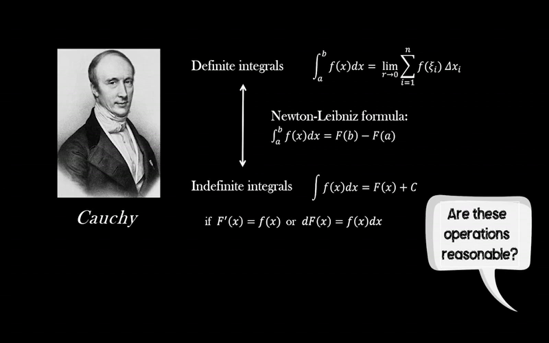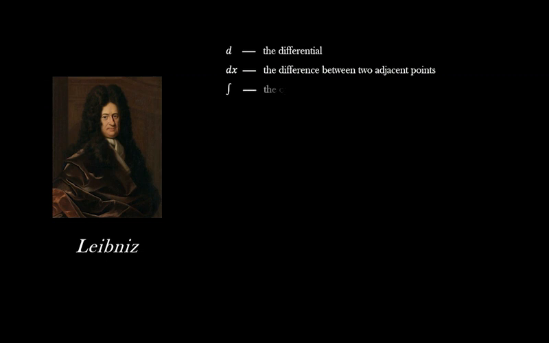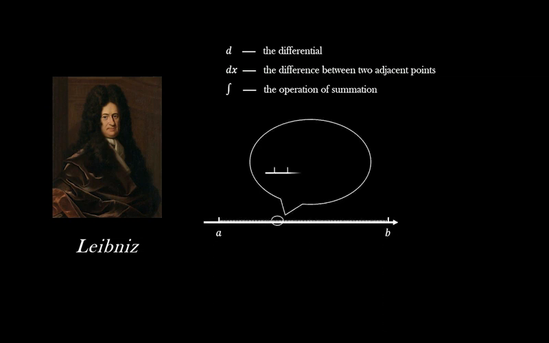Are these operations reasonable? In Leibniz's system of principles of calculus, d represents the differential, dx represents the difference between two adjacent points, and the integral operator represents the operation of summation. That is to say, the differential is the miniaturization of a certain interval at the point level, and the integral is the accumulation of the result of miniaturization at the point level. The differential is the inverse operation of the integral, and vice versa.